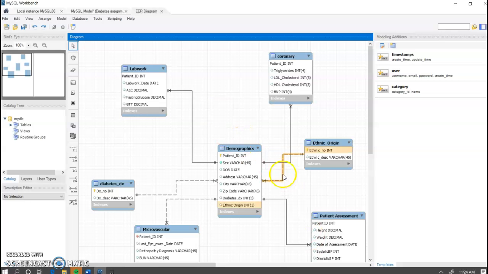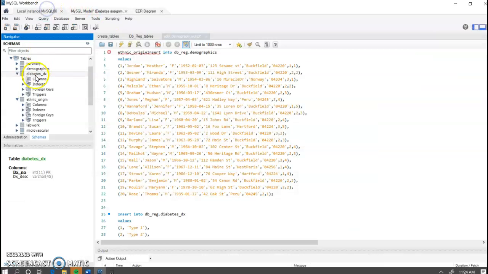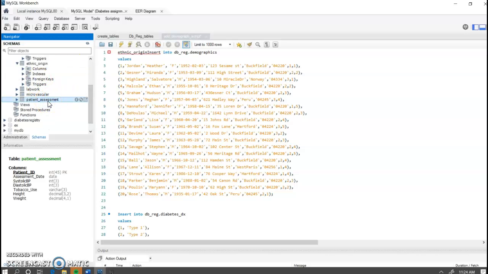And looking at my patient assessment table, you can see that my patient ID, again, is the primary key. I have my assessment date as a date. My systolic and diastolic are integers up to 3 numbers. Height and weight, again, are set into decimals. My height allows 3 places with 2 after the decimal point, and my weight I allowed for four digits, again with 1 decimal place.